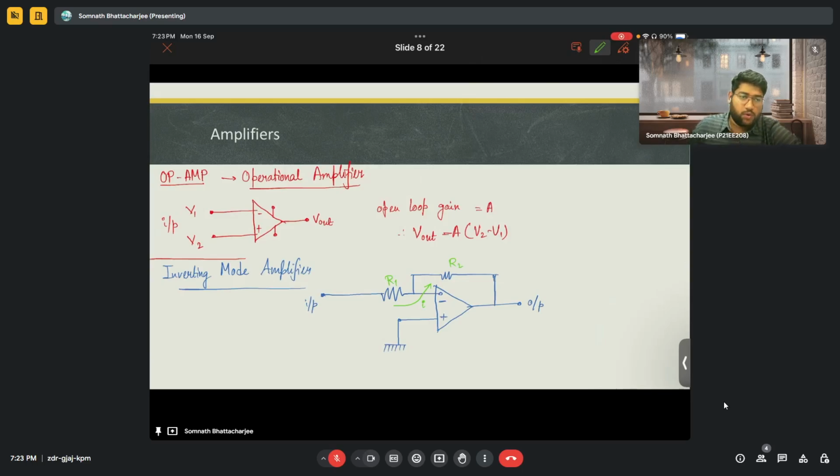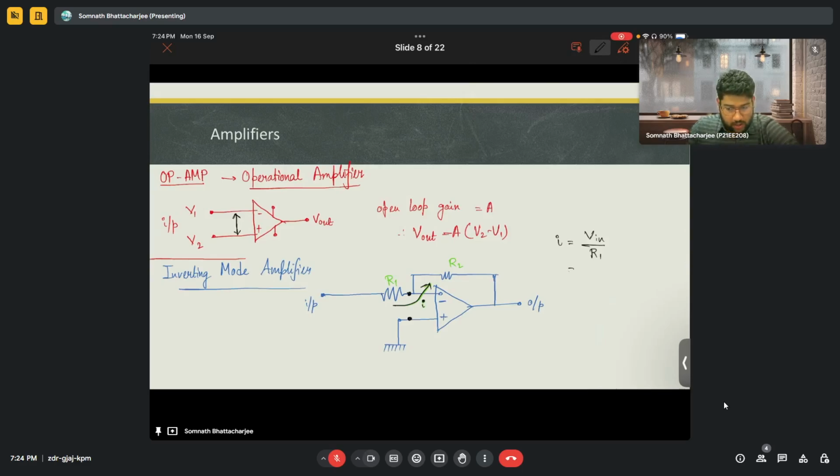There's a basic concept of virtual grounding. So what happens in virtual grounding? As the op-amp is a black box and no current passes through it, we need to know what virtual grounding is. Virtual grounding is that both of these terminals will have the same potential. So if the current is I, it will be V in by R1. This is the current which is passing through this channel.